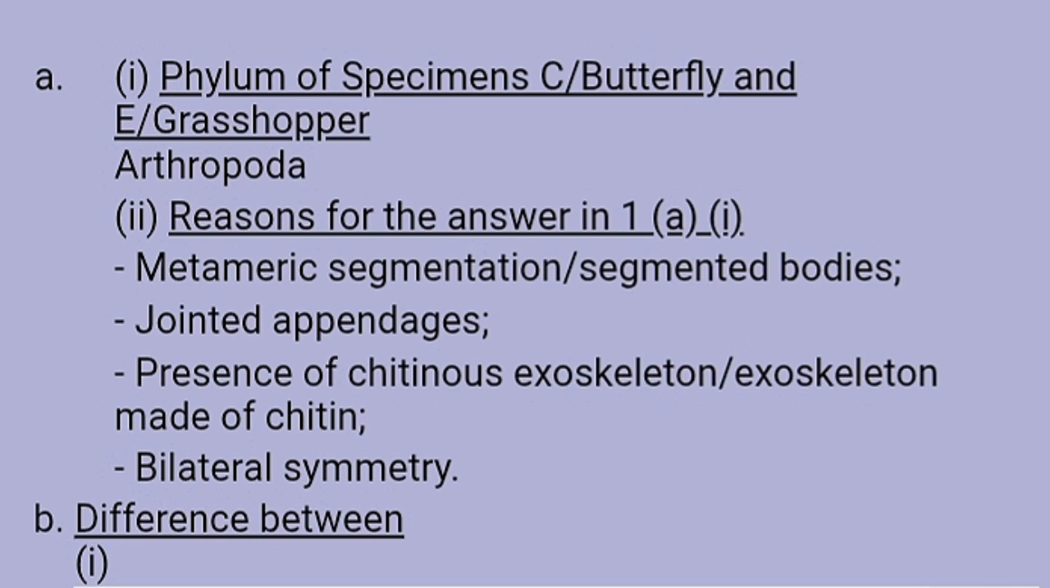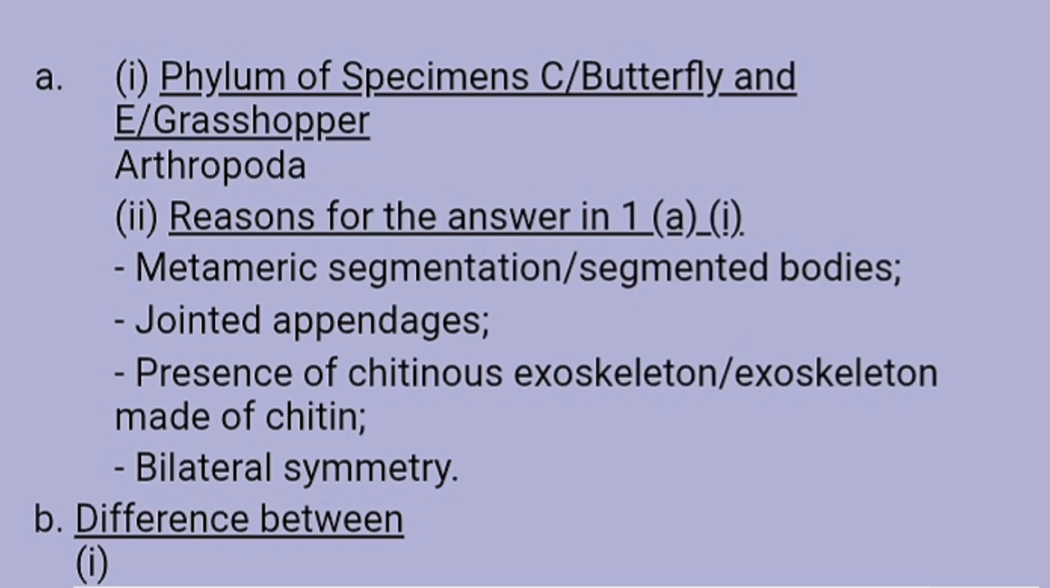And you say there is metameric segmentation. There are segmented bodies. They have jointed appendages. That's butterfly and grasshopper. They have jointed appendages. And there is presence of chitinous exoskeleton. So the exoskeletons are made of chitin. And also they have bilateral symmetry, both of them. So that's why they are classed in the phylum arthropoda, if given reason.